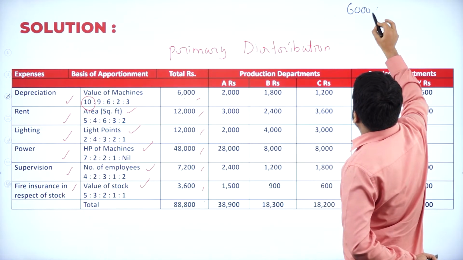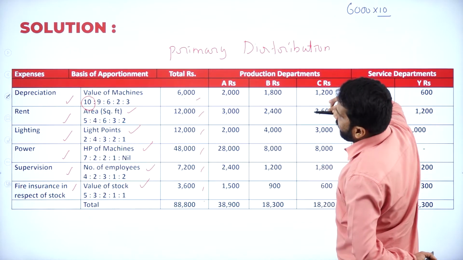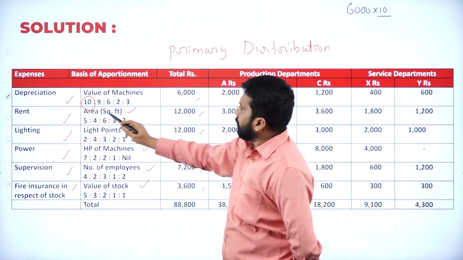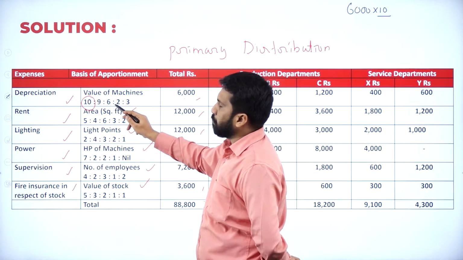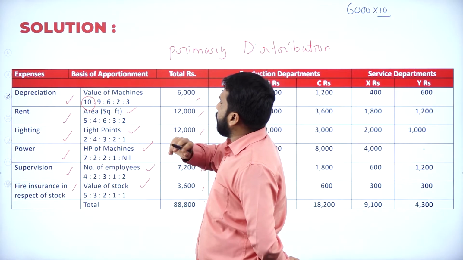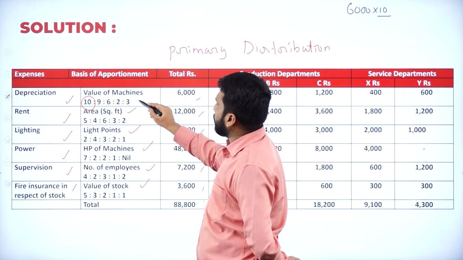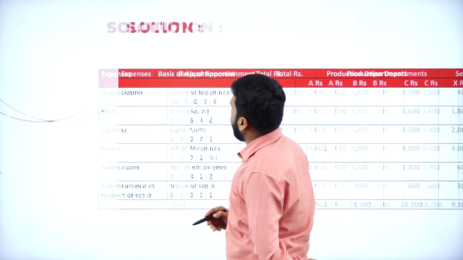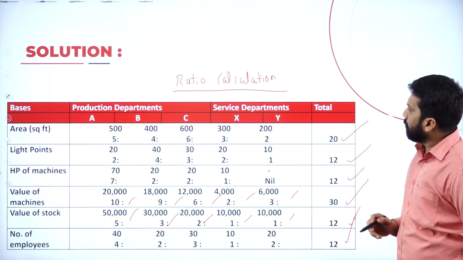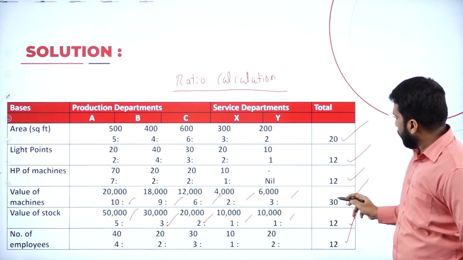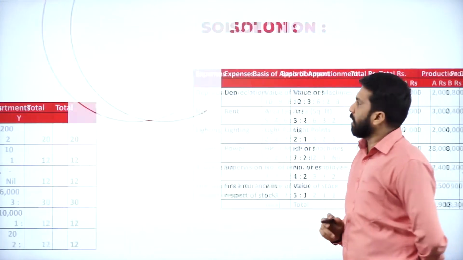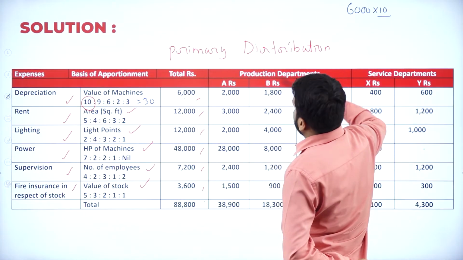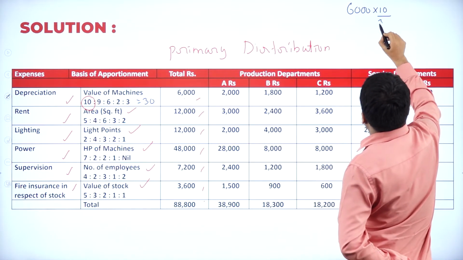6,000 into 10 divided by, what is the total? 10 plus 9, 19, plus 6, 25, plus 2, 27, plus 3, 30. You have written already total here. How much? It is 30. Now, 6,000 into 10 divided by 30.